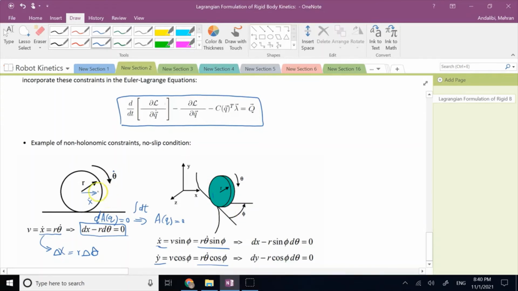Right? So here you have two basically q's, theta and x. Here you have four q's. It's x, z, theta, and phi. And the constraints that you have are not integrable in this case.